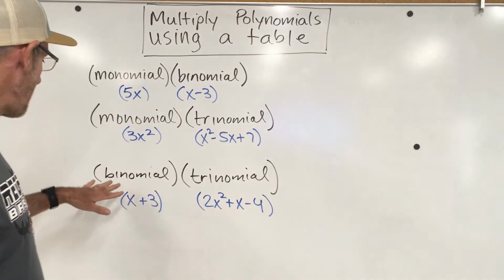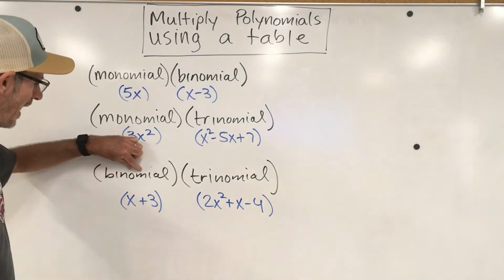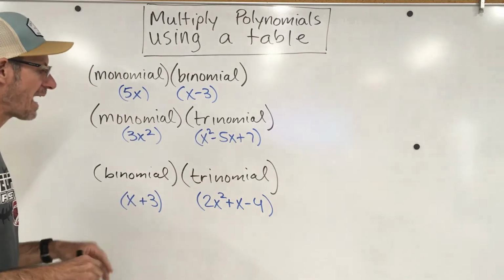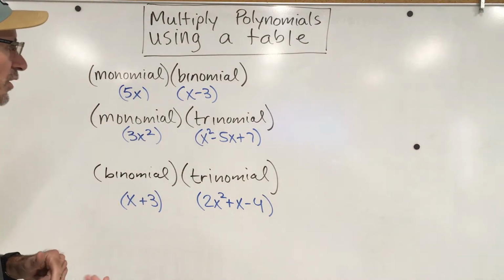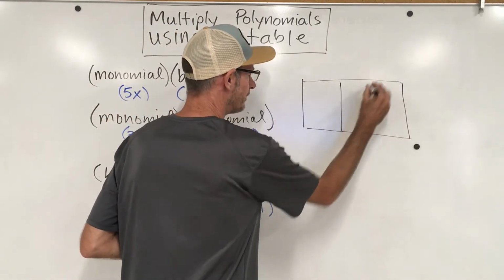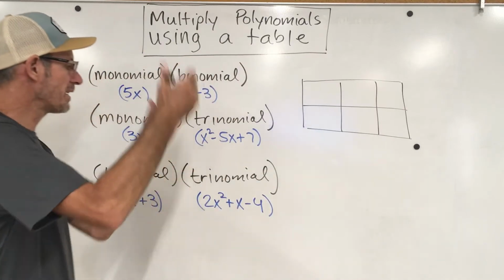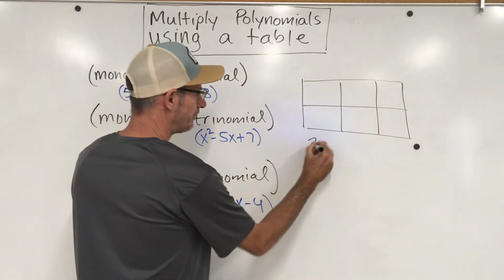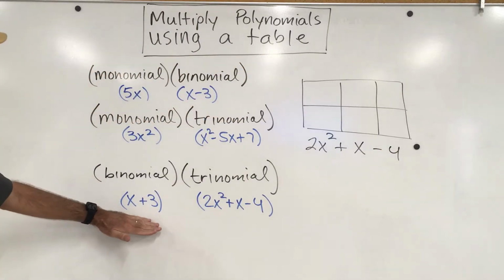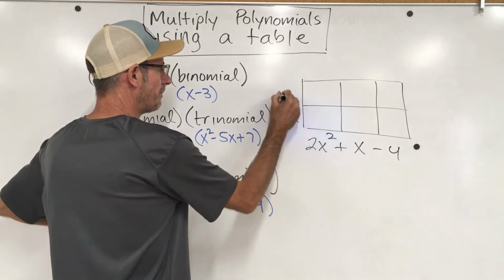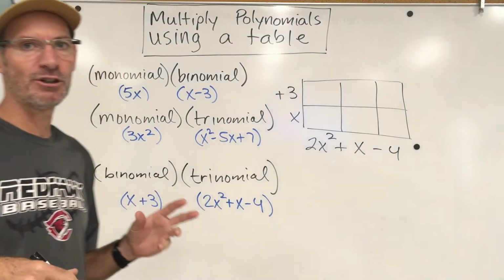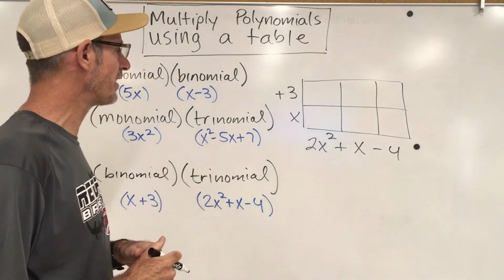Now we're going to multiply a binomial and a trinomial. Binomial, 2 terms. Trinomial, 3 terms. So we're going to have to use a 2 by 3 table to organize our answer. So our table is going to look like this. And we have 3 columns for our trinomial. And we have 2 rows for our x plus 3. And now we're going to get 6 monomials, which we are going to keep organized by using our table.